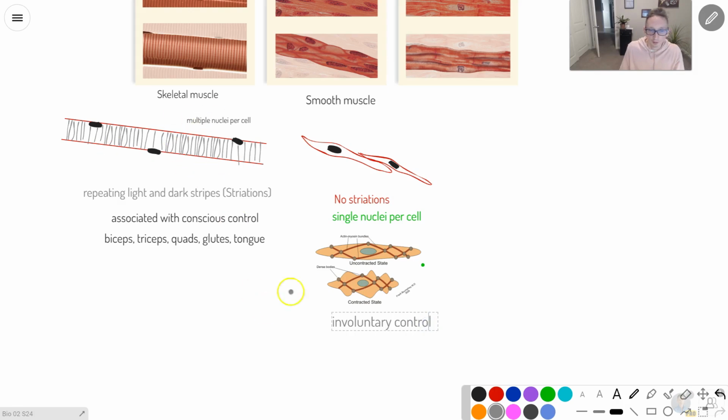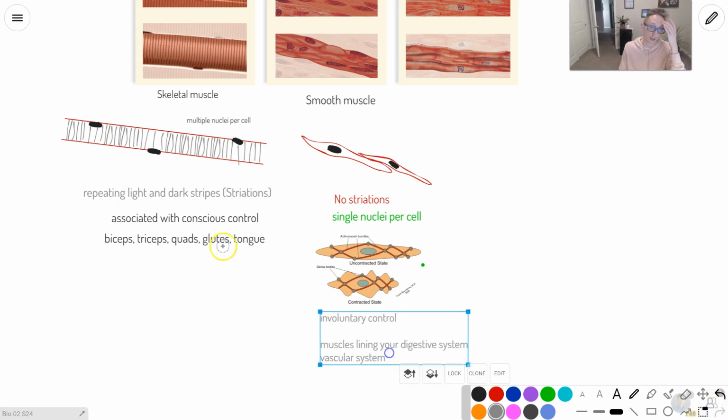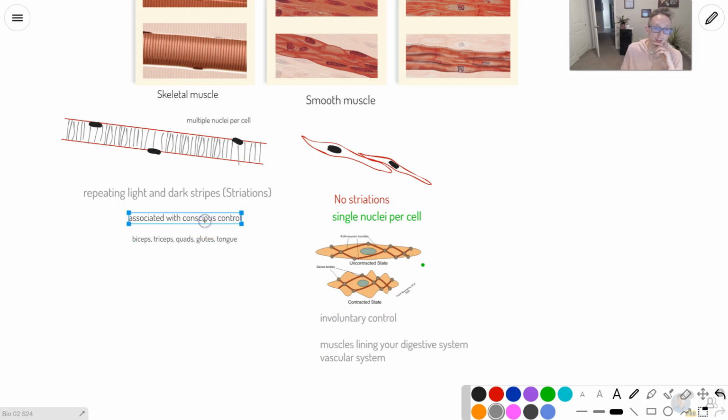Oh, your diaphragm would be a skeletal muscle. Anyway, involuntary control. So things like the muscles lining your digestive system and vascular system. So the food just doesn't magically fall through you. It's pushed through the power of smooth muscles. And that process is called peristalsis. They basically contract and relax, and then contract and relax to push food through.